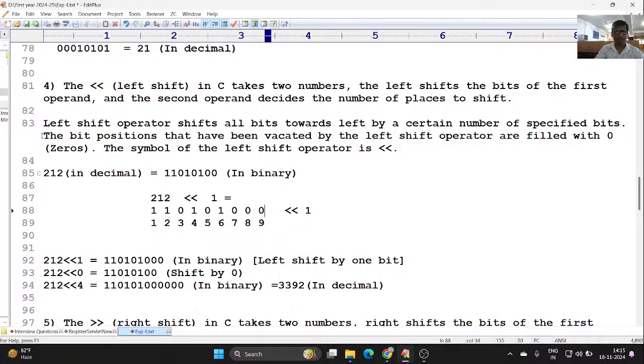How come nine? It should be eight. It should be eight digit, right? Double one zero one zero one double zero, right? Now these bits I'm shifting, not one place, but I will shift to now two places.